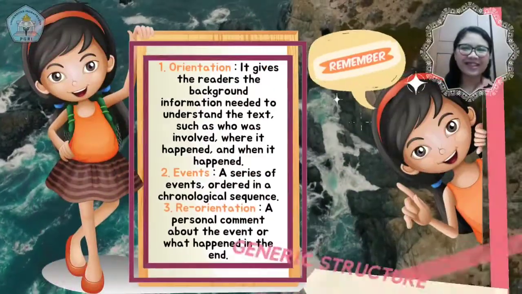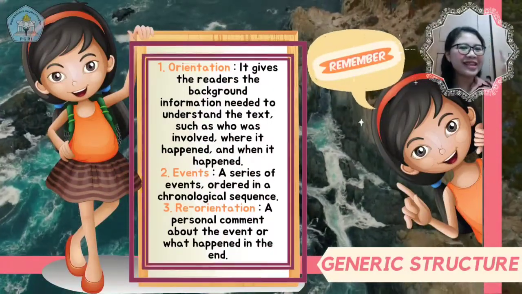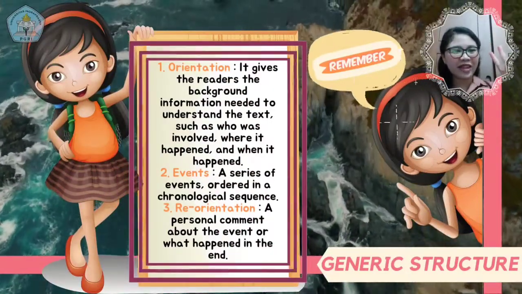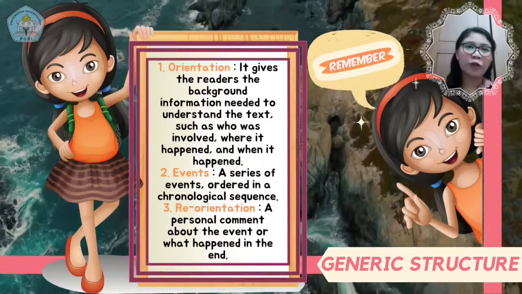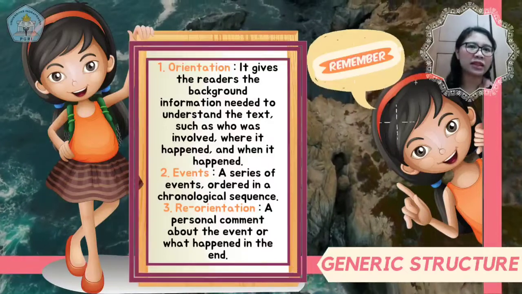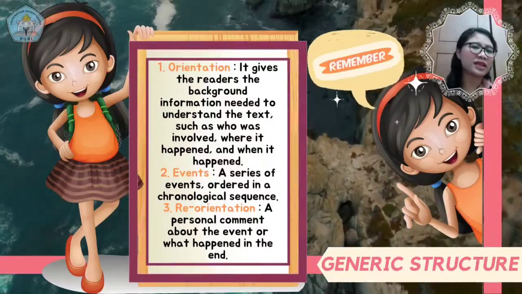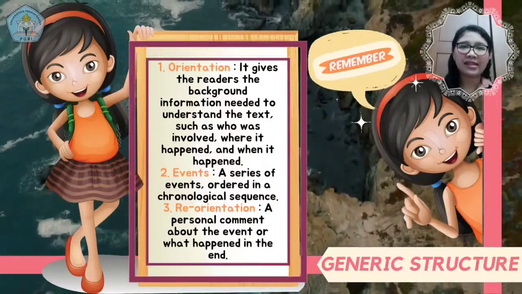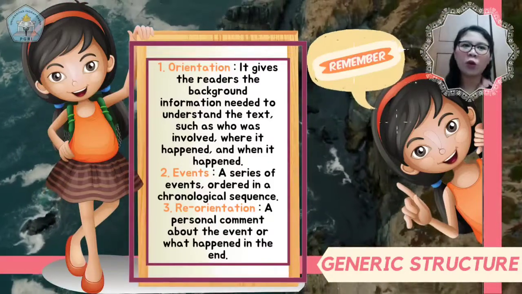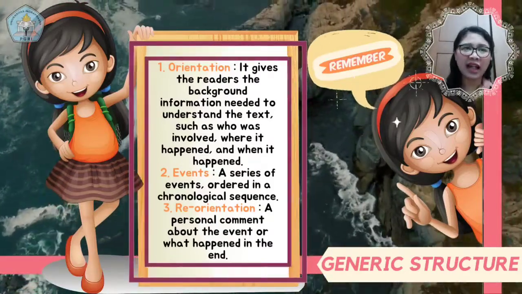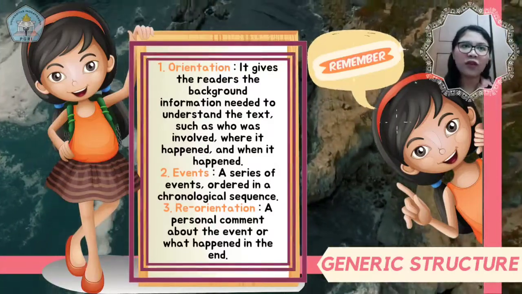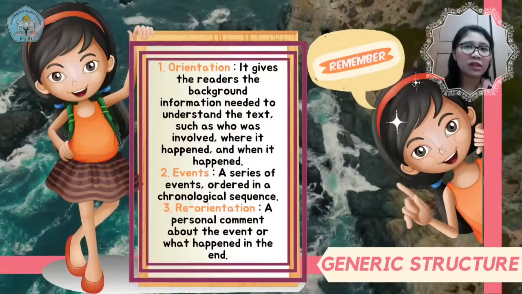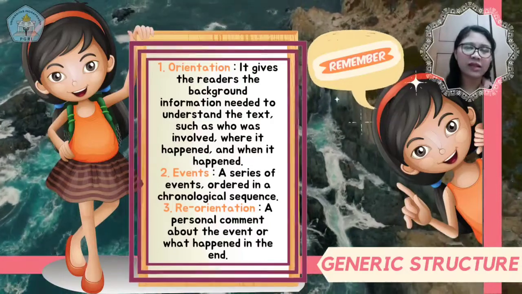The generic structure of recount text consists of orientation, the sequence of events, and reorientation. Orientation is the opening. It provides the necessary introduction or background information to fully understand the text. It establishes the time, setting, and who or what is participating. It helps the reader to know when the events occurred, who was involved, what happened, where the events took place, and the reason for the events.